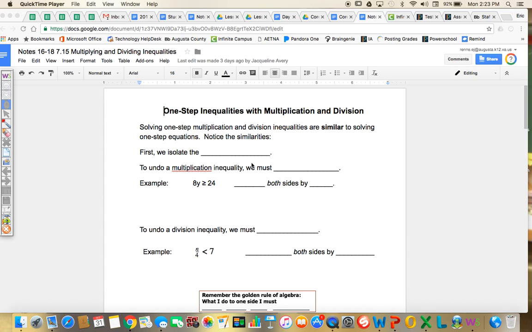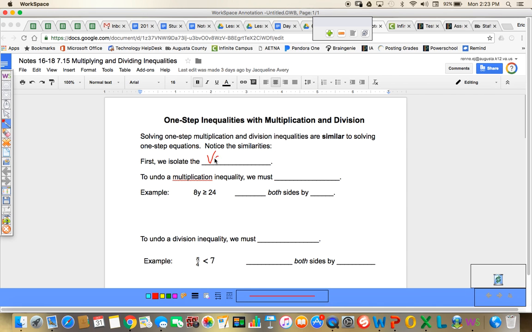Okay, so it says solving one-step multiplication and division inequalities are similar to solving one-step equations. Notice the similarities. First, we isolate the variable. To undo a multiplication inequality, we must divide, because division is the opposite of multiplication.